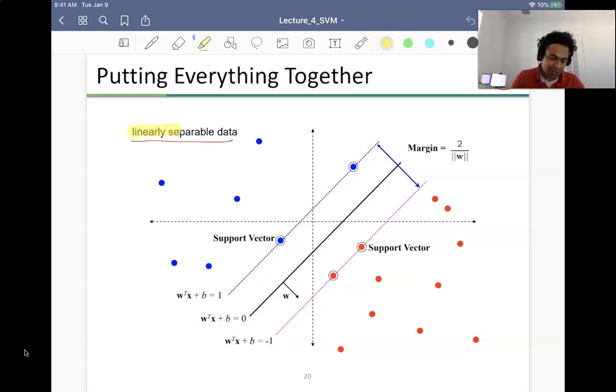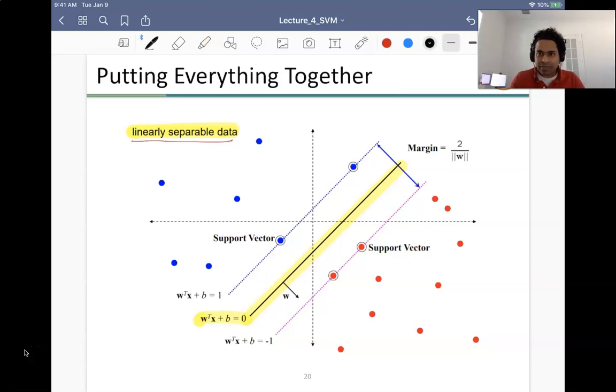The main assumption of this lecture is that the data is linearly separable. Because the data is linearly separable, there exists a separating hyperplane, which is W transpose X plus B equal to 0, such that it can completely separate the two classes in the case of binary classification.